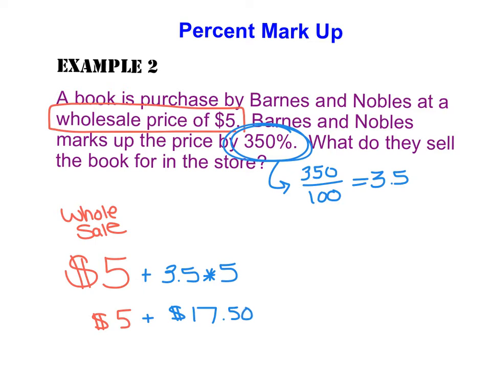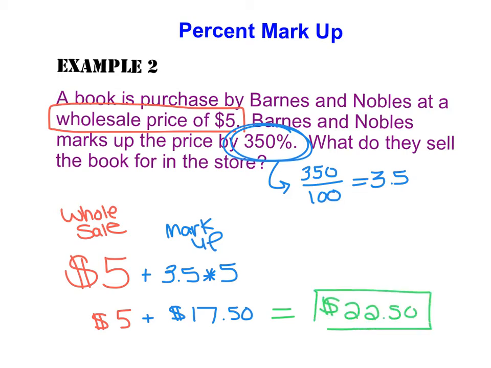$17.50. So what we're going to do is take that wholesale and add it together with the markup that Barnes & Noble is making, so that they'll make a profit of $17.50 on each pair of shoes. And then total, Barnes & Noble is charging $22.50 for that particular item.